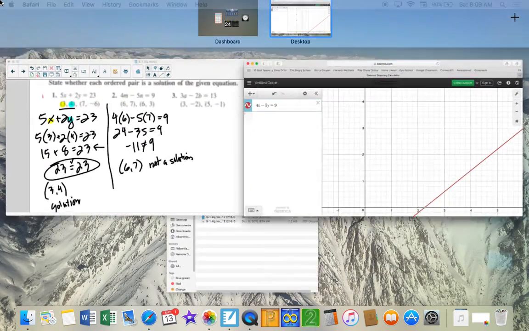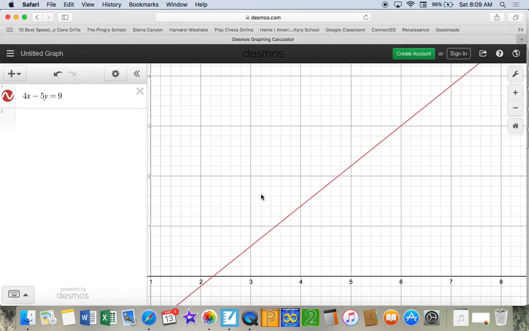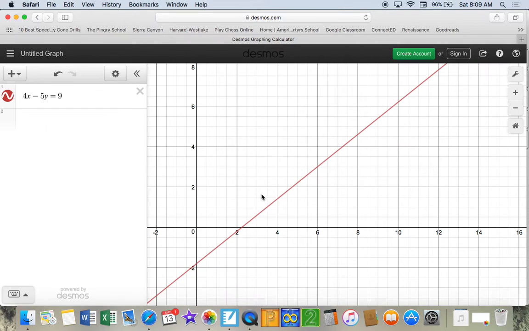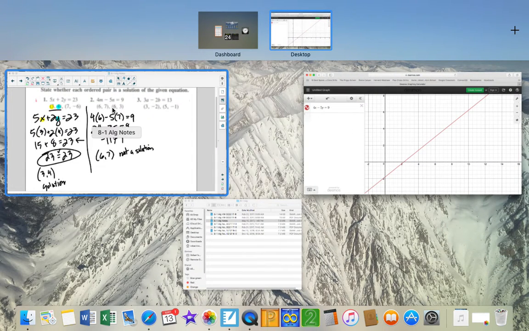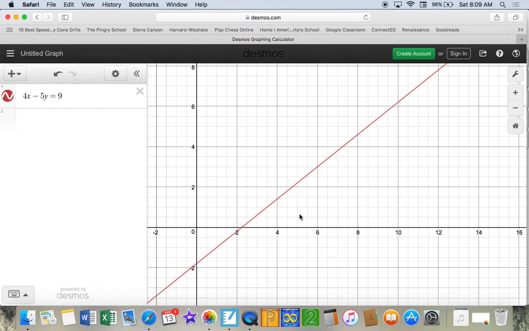If we look at that point (6, 7), here's 6, here's 7. Notice it doesn't lie on this line. So let's look at the next point that they want, (6, 3). If we touch it, there we go, (6, 3) is a solution.